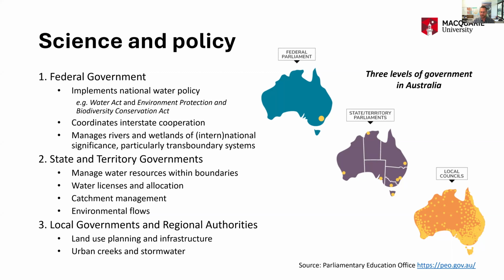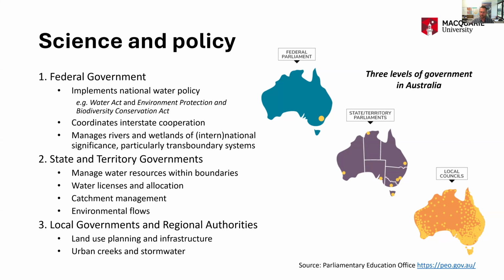What I'll talk about now to wrap up is how science and policy work together in Australia. So we have three levels of government in Australia that are responsible for rivers and wetlands and the water within them. At the broadest level, the federal government implements national water policy, things like our Water Act and our Environment Protection and Biodiversity Conservation Act.